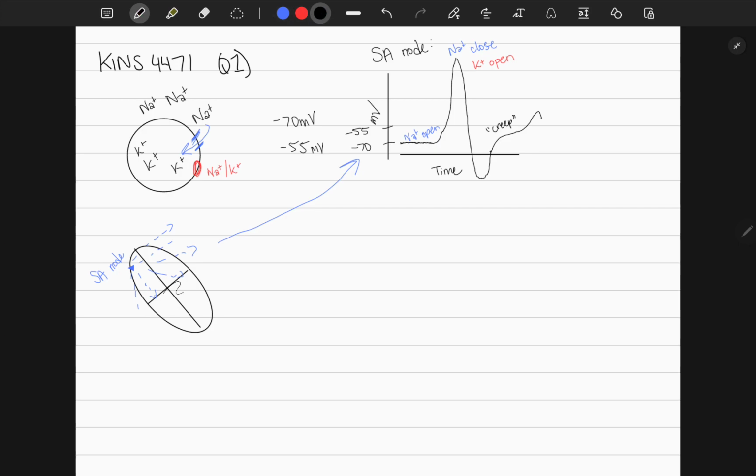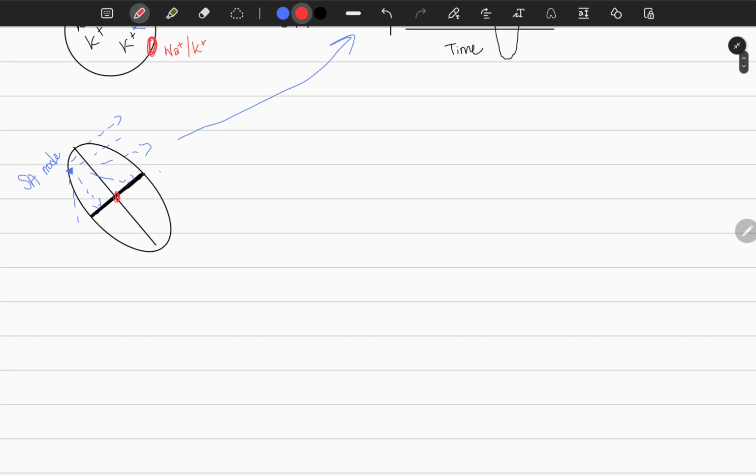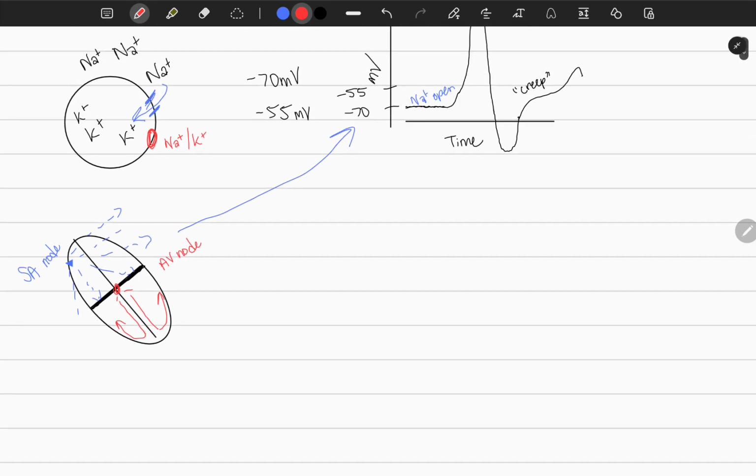So this signaling does not go into the ventricles because we have a wall of dead cells that divides the atrium from the ventricle to prevent signaling to go to both. But what we do have is the AV node, which diverges into the bundle of His, down the bundle branches, and up and around to the Purkinje fibers to cover all of the ventricle.